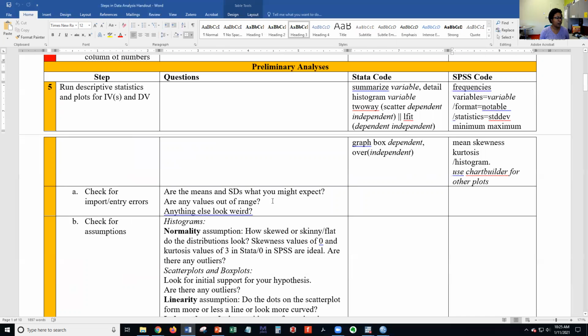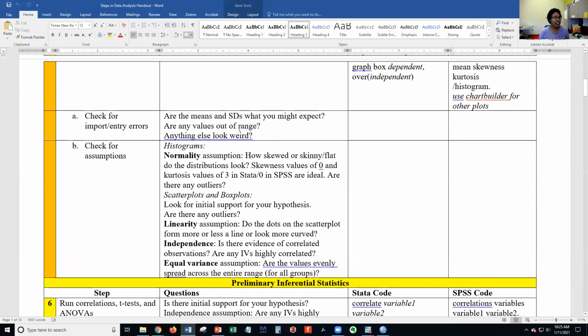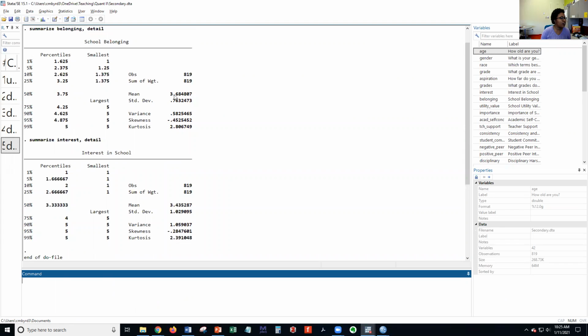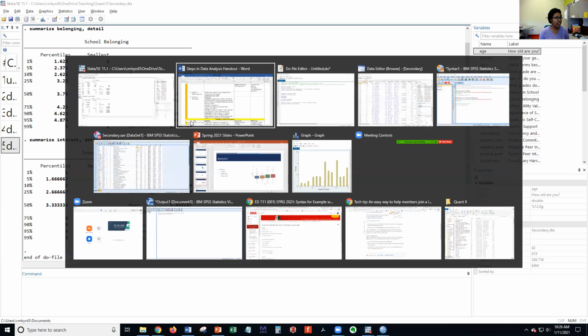So what are we looking for? Are the means and standard deviations what you might expect? Are any values out of range? And does anything look weird? All right, so our mean for belonging is 3.68. So that's right, a little bit slightly higher than the middle of a scale. So that's pretty good. Standard deviation 0.76, that seems fine. We would probably be worried if we had a standard deviation that was greater than 5. Otherwise you might expect school belonging to be really variable. In this case, not so much variable. So that's fine. Our variance and skewness are indicating that we are not too far off from where we want to be.